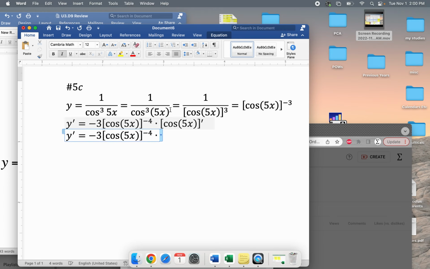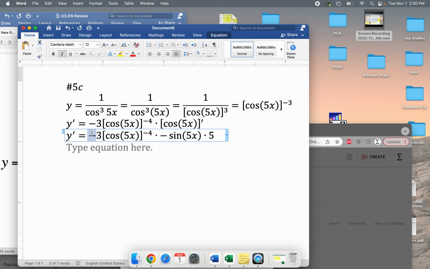And what is the derivative of this? Well, it's a composition. Outside function is cosine blank. Inside function is 5x. So the derivative of cosine blank is negative sine blank. What goes inside here? 5x, times the derivative of the inside function, which is 5. Okay, so I think that's the derivative, but it needs to be cleaned up quite a lot.